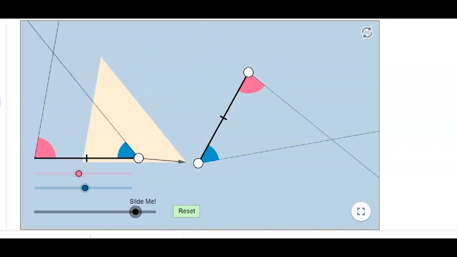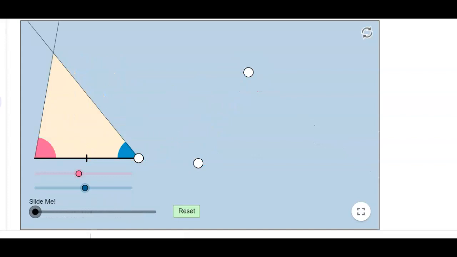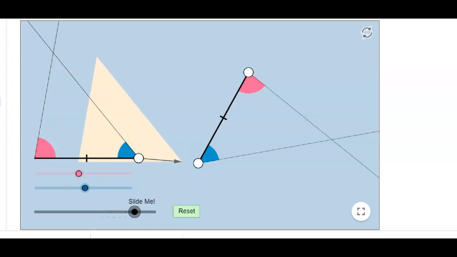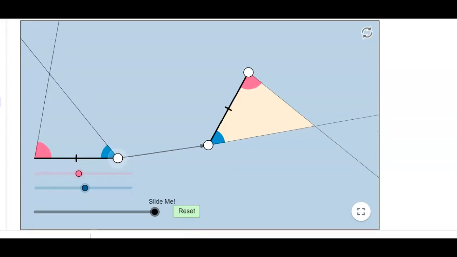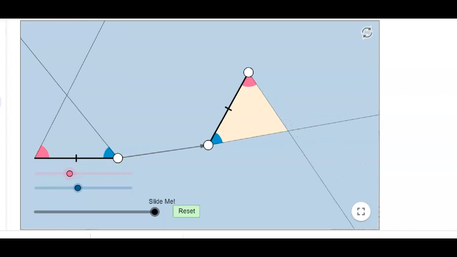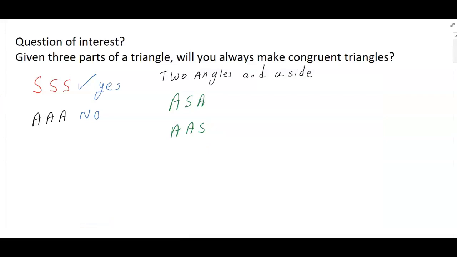If I were to go backwards here, just real quick: angle, side, angle, copy the angle, copy the side, copy the angle. Notice you will get congruent triangles. Even if I change the shape or the size of the triangle, you will always get congruent triangles. So going back to our notes page, angle, side, angle, that works. So I'm going to put a yes there.